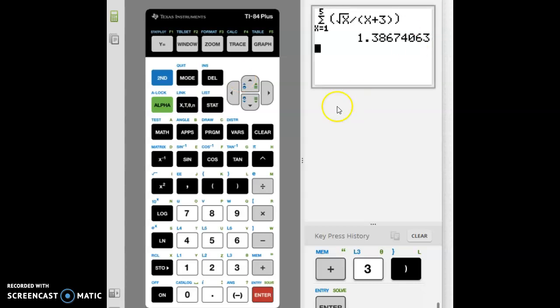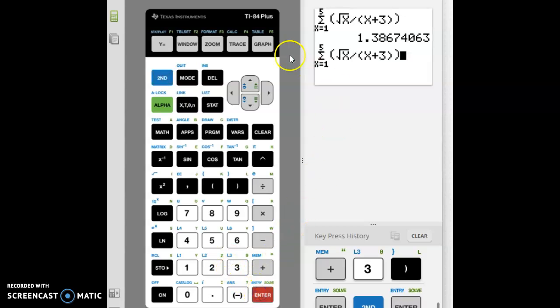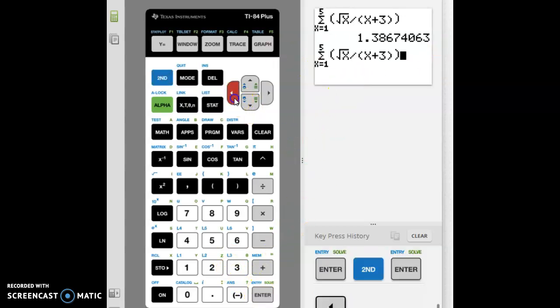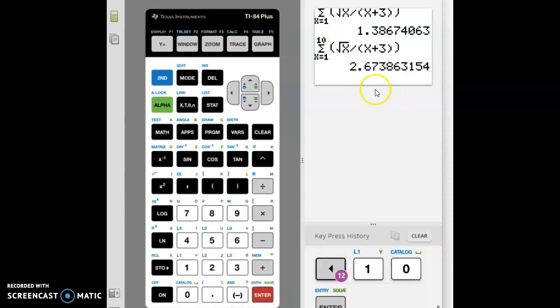Another way I can put this in, so let me show you for the next one. Instead of retyping all of this, I can hit second enter and bring down the previous entry, and then I can put in the number. Now I want the sum of the first 10. And then hit enter. But what I said was, let me show you a different way to input this. So here's the 2.6739, rounding this 8 up.